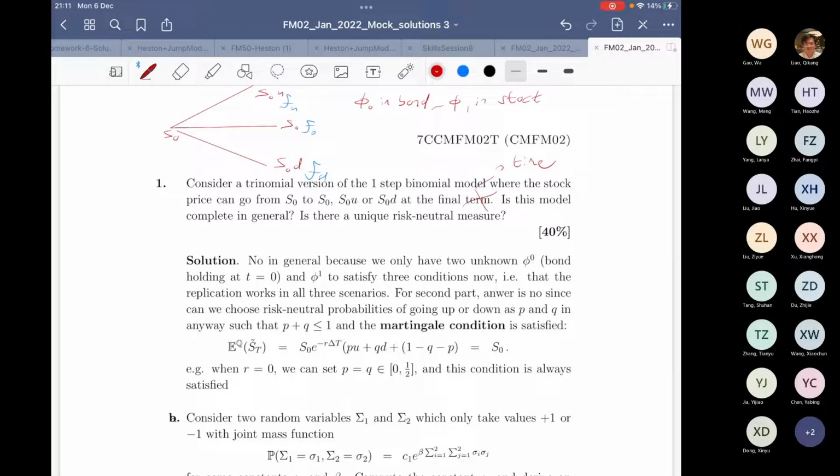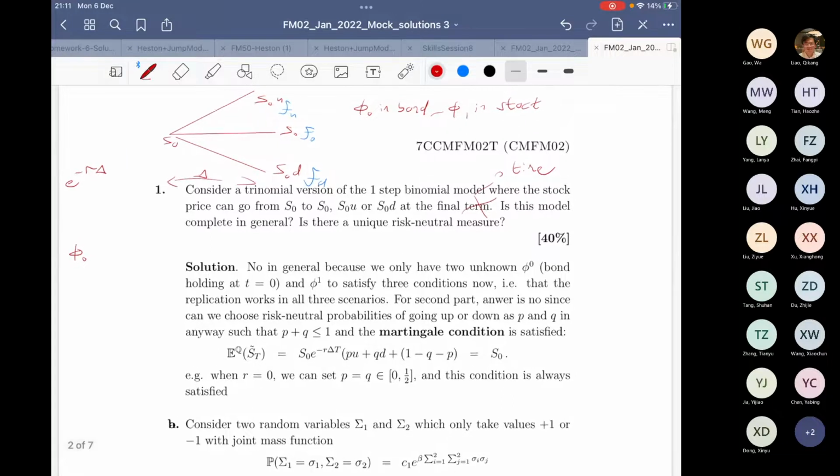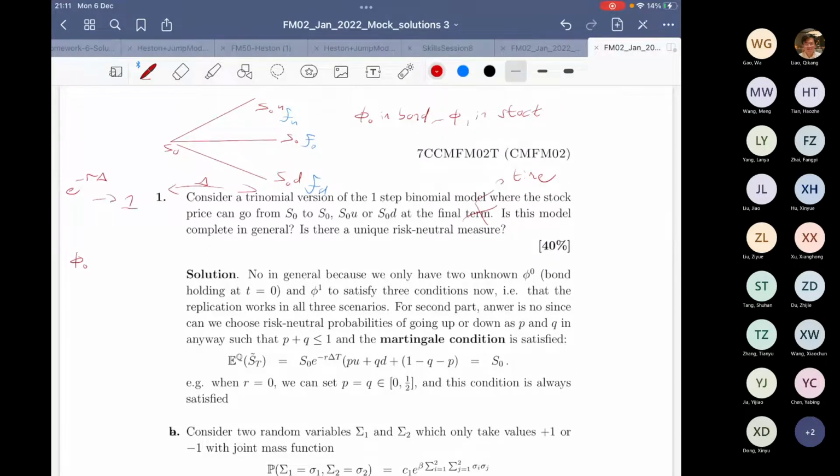I think we used to do it as the bond goes from e to the minus R D. Let's just say that the time window is called delta for simplicity. The bond goes from e to the minus R delta to 1. So it grows in value from e to the minus R delta to 1 at the final time. This is the initial time, that's the final time. That makes it easy at the final time. The value of your bond portfolio at the final time is simply phi 0 because each bond is worth 1.